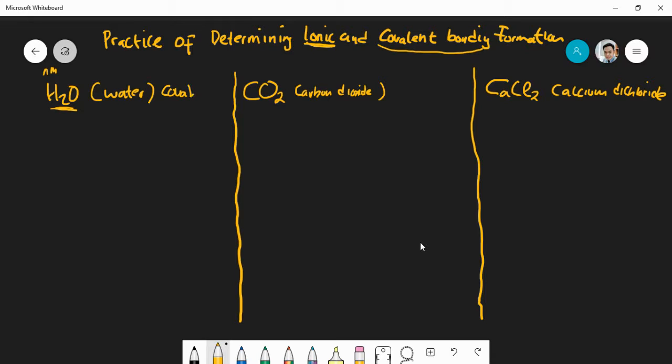Covalent bonding. Carbon dioxide. Carbon is non-metal, like the one that is in your pencil. Oxygen is another example of non-metal. So this is also going to be covalent bonding. How about CaCl2?